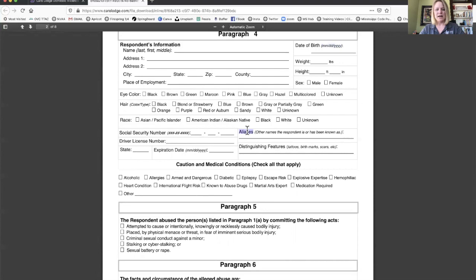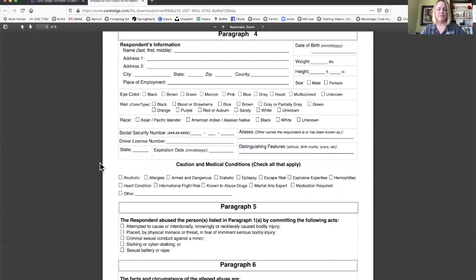In this section titled Aliases, you will need to indicate any kind of name that the person you're filing against goes by. Are they commonly referred to as their middle name or their first name? Do they have a street name that they're known by? Indicate all those names right here on the line below. Distinguishing features represents anything like a tattoo, a birthmark, or a scar that could help the court identify what the person looks like.